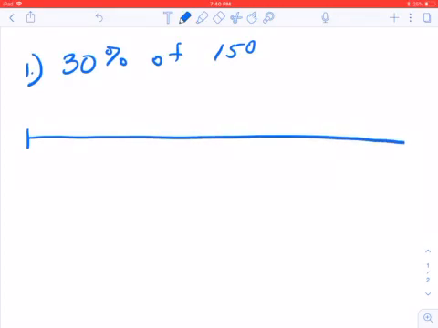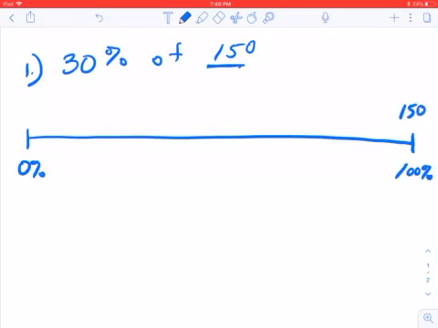Okay, for the first problem, let's find 30% of 150. So we're going to make a double number line. And on the bottom, we're going to put percents. So we're going to go from 0% to 100%. So 100% is the whole amount. So they're already giving us the whole amount that we have. The whole amount we have is 150. So we're going to put the plain numbers on the top, 150.